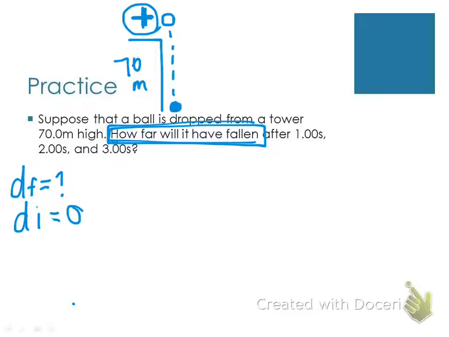So what else do we know in our problem? This particular question is asking us for 3 different answers. One after 1 second, after 2 seconds, and after 3 seconds. So what's the other variable that we know for our first problem? We know that time is equal to 1. We know a couple other things. What do we know about our acceleration? It's negative 9.8.